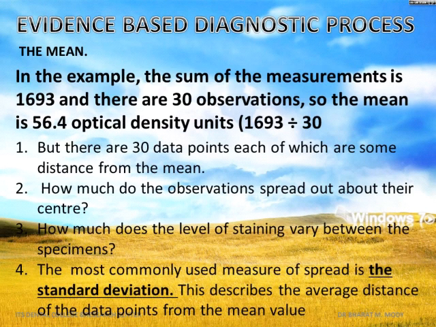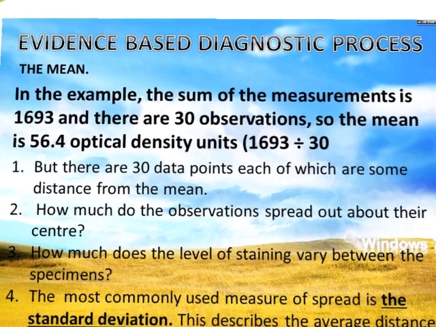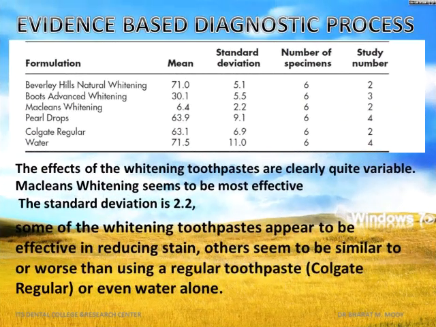The mean is then calculated. The sum of the measurements was 1693, and there were 30 observations. So the mean optical density was 56.4. Then you find out how many of these are in the 56.4 range of density, and how many are away from it, and how far they are away from the 56.4. That is how you find out whether the results are okay or not.